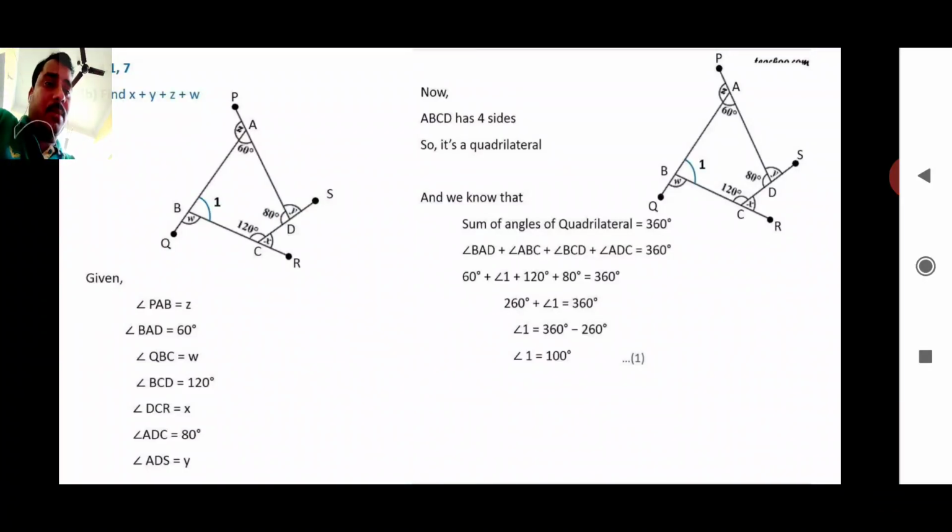Here the given angles are mentioned. Now ABCD has 4 sides, so it is a quadrilateral, and we know that the sum of angles of a quadrilateral equal to 360. Angle A plus angle B plus angle C plus angle D, means the angle sum property of a quadrilateral, equal to 360. You apply angle A equal to 60 plus angle B1 plus angle C 120 plus angle D 80, and you get 360. Angle 1 equal to 100 degrees.